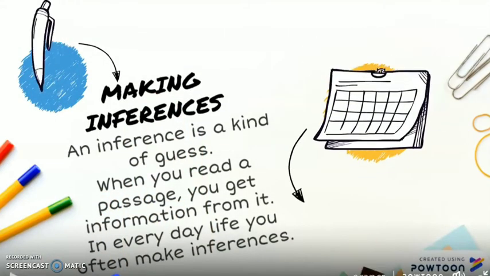Unit 3. Making inferences. An inference is a kind of guess. When you read the passage, you get information about it. Then you can make an inference, or guess. I want to explain one example. When my friend arrives in Ecuador, I guess that he arrives at 5 o'clock. Then he eats with his family. This is a kind of inference.